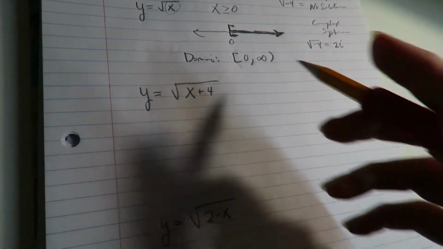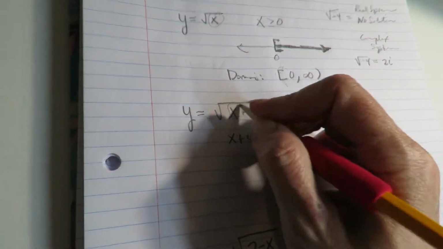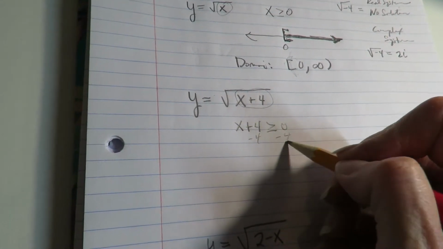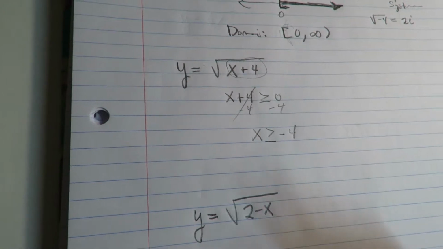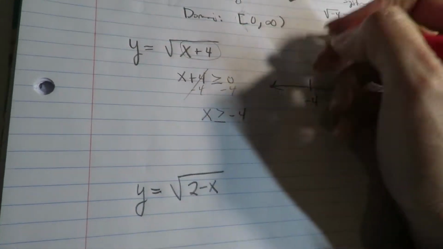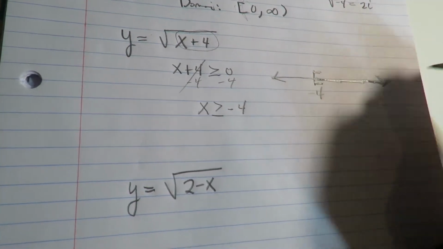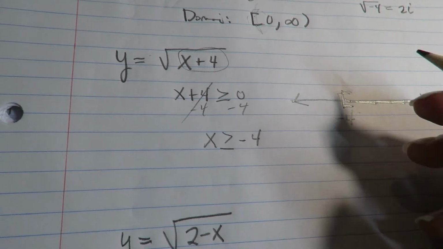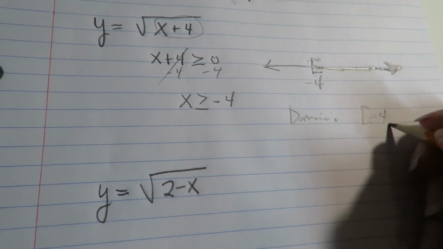All right, let's try another one. Again, if you have an even index on a radical, that means what's underneath in the radicand must be greater than or equal to 0, and then you have to do the algebra on it. So here I would have to subtract the 4. If I graph this now, this would mean that x has to be greater than or equal to -4. And again, I'm going to use a square bracket because it includes -4. So the domain of this would be -4 to infinity.